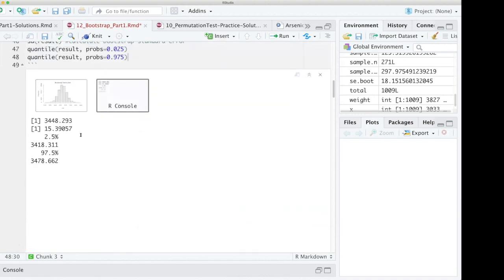And that gives me each of them. So this is the corresponding lower cutoff over here, and this is giving me the corresponding upper cutoff over there.